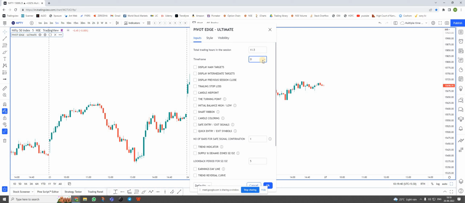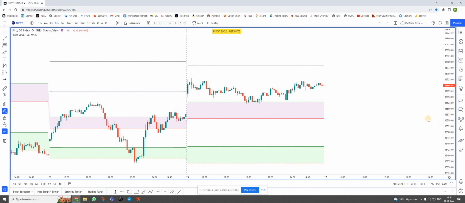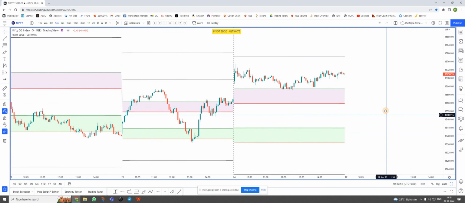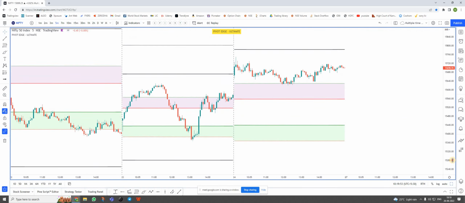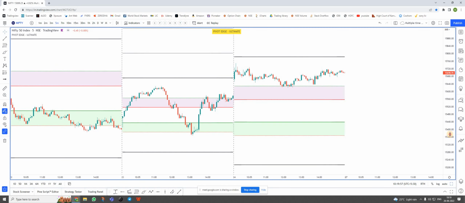By default it will be set to D. Now next is display main targets. I have devised a new system for identifying the targets, and these targets will be classified mainly into three types, okay.